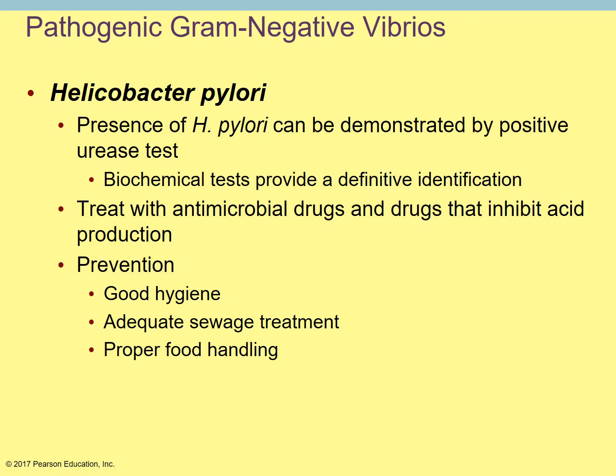Presence of pylori can be detected by doing a urease test, and if it's positive, you'll do additional biochemical tests to get a definitive positive answer and identification. You can treat this with various antibiotics. You will also want to initially start drugs that will inhibit the acid production so it gives time for that stomach lining to heal. Prevention, good hygiene. Wash your hands. Always wash your hands. Proper food handling. Adequate sewage treatment.